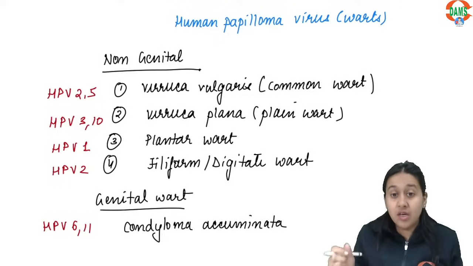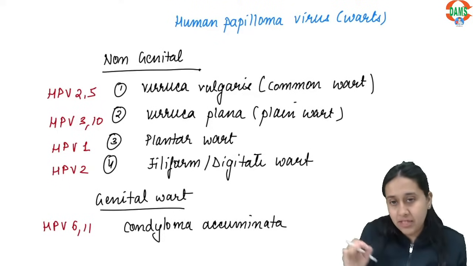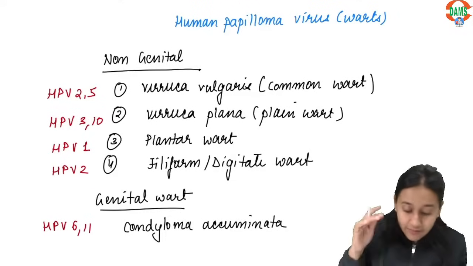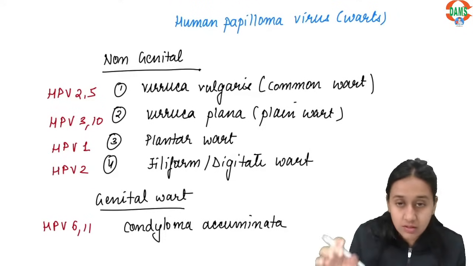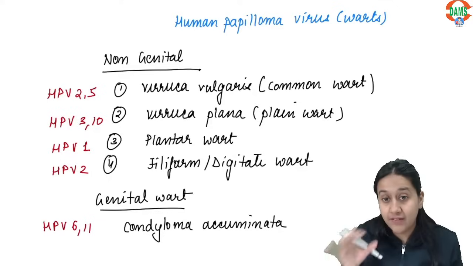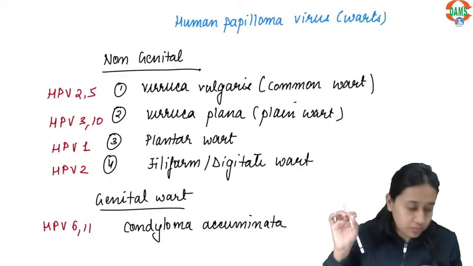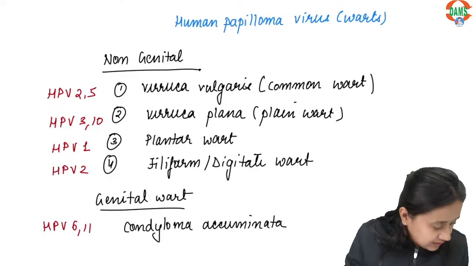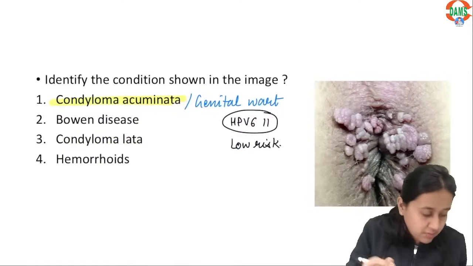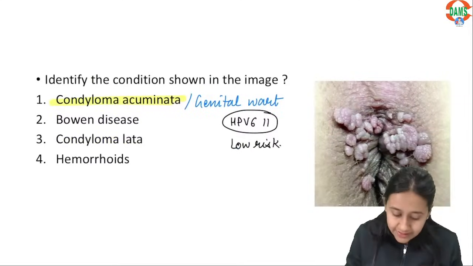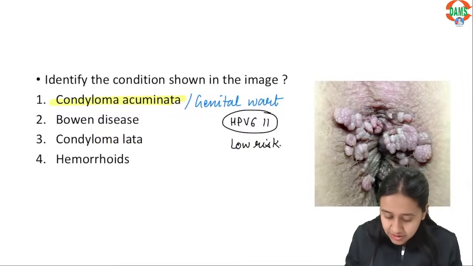Sometimes you get questions. Please remember, you should know the images of all of them. In our question, the image was for the genital wart, which is known as condyloma acuminata. Clear? So the answer here is option number 1. Now let's move to the next question.